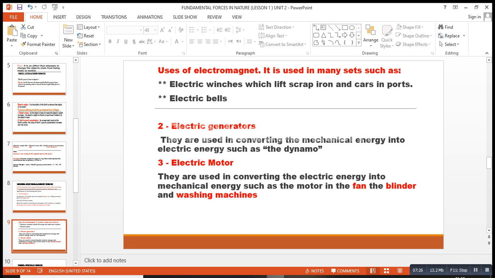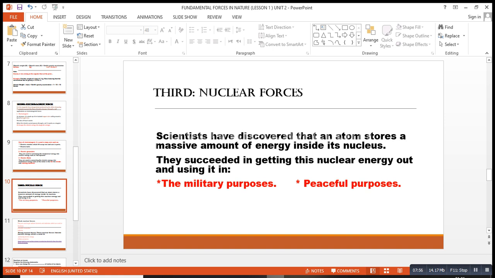Okay, the third and last one is nuclear force. Scientists have discovered that the atom, as we studied in Unit 1, stores a massive amount of energy inside the nucleus. So they succeeded in getting nuclear energy to use for military and peaceful purposes. They divided it into weak nuclear force and strong nuclear force. Weak nuclear force is used in medicine, scientific research, and industry. Strong nuclear force is used in producing electric energy and some military purposes.